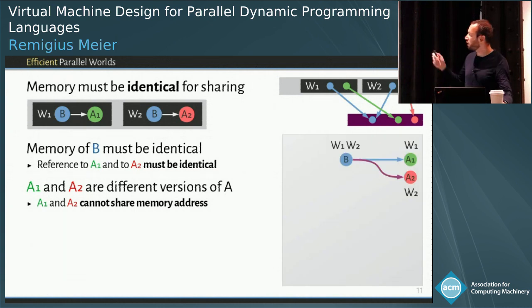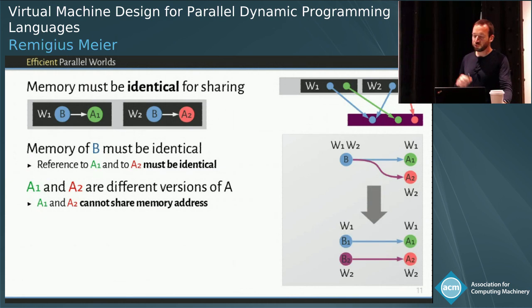In a sense, on a higher level, we can look at it like this. We have an object B, which is the same in two worlds, so it only exists once, in a sense. But there are two versions of A: A1 in world 1, A2 in world 2. We could, of course, just say we create two versions of B, B1 references A1 and B2 references A2. But that's not good, because this will transitively unshare the whole heap if we do something like that. So this is a bad idea. We don't want to do that.